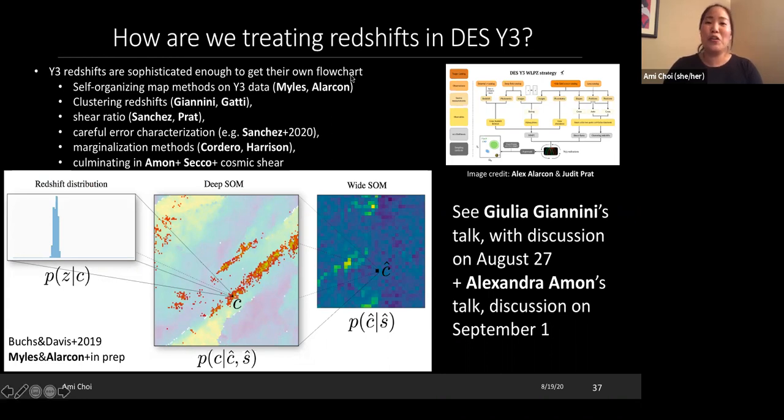enough to get its own flowchart, which I've intentionally made kind of small because it's just big enough so you can see that there are many different steps and there are people running different aspects of those steps. And you'll hear more about that.